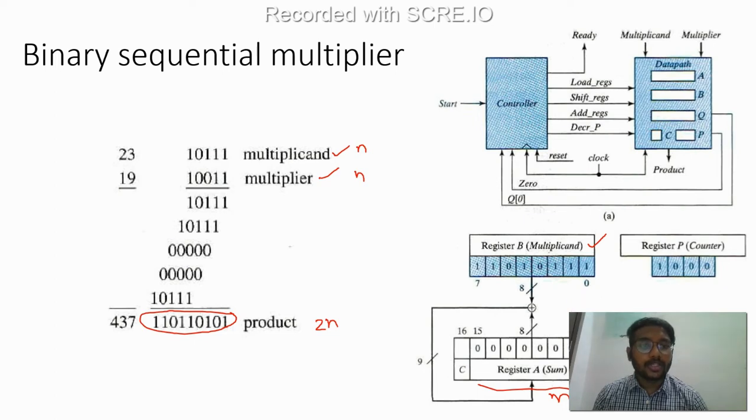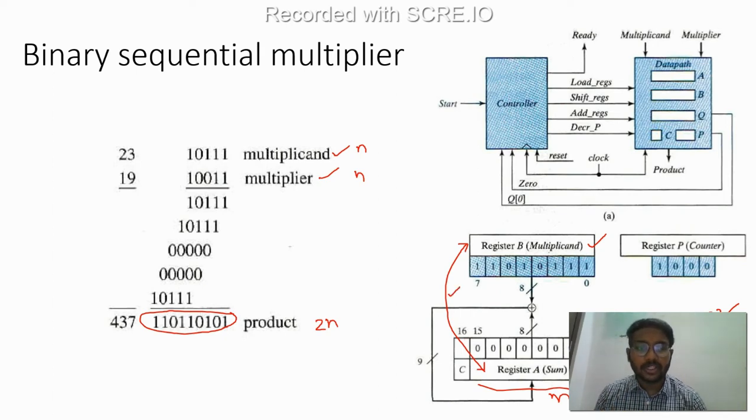So if it is n and m, the overall maximum product bits is n plus m. What you do is you just check this particular bit of the multiplier, let's say this is Q, you just check this Q of 0, right? If this Q of 0 is 1, you just add the multiplicand to the accumulated register. This is one of the things which the Verilog or the controller should tell. This is the control signal. Depending on the status signal Q of 0, your controller should decide whether to add the multiplicand or not.